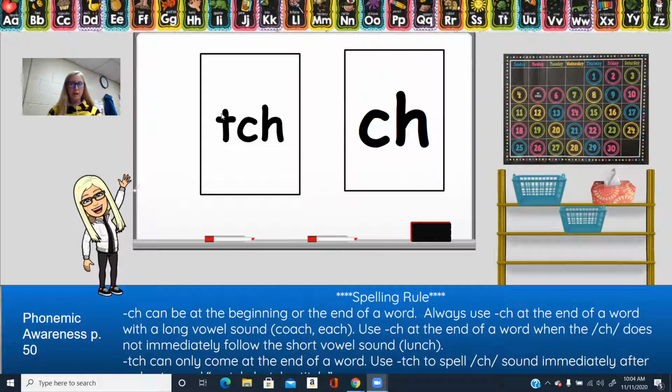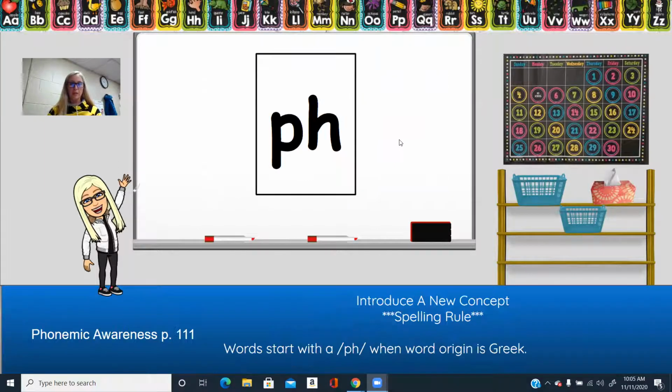TCH can never come at the beginning of a word. And CH can come at the beginning and the end of a word. TCH is followed right after the vowel sound, a short vowel sound. CH is followed after a long vowel sound or a short vowel sound with a consonant before the ch sound. We're going to continue to review that spelling rule next week.